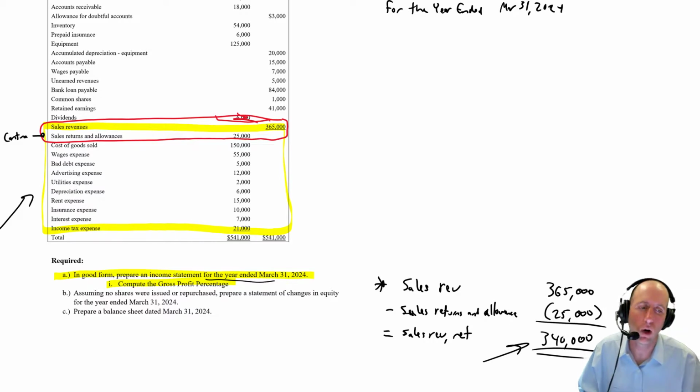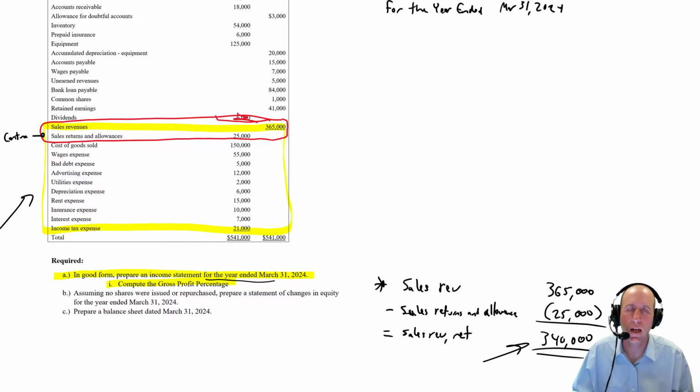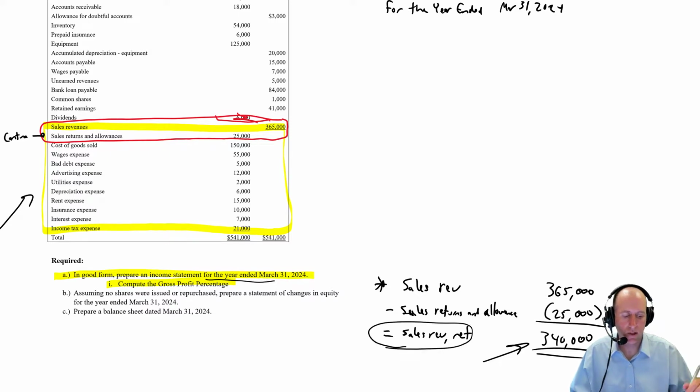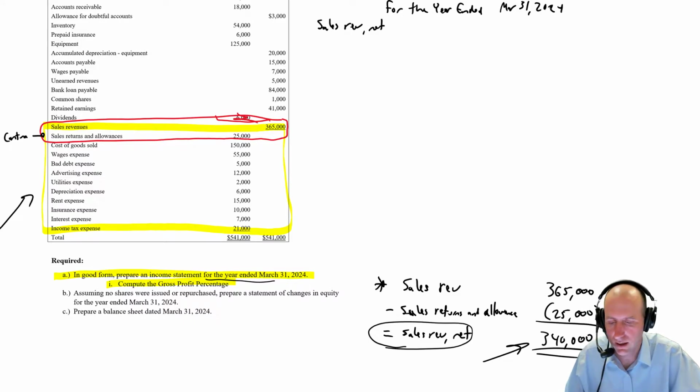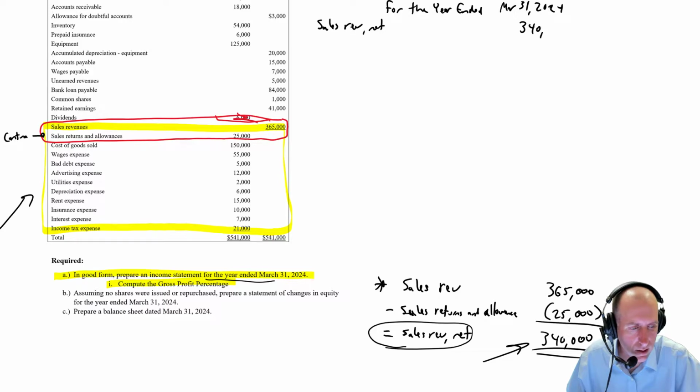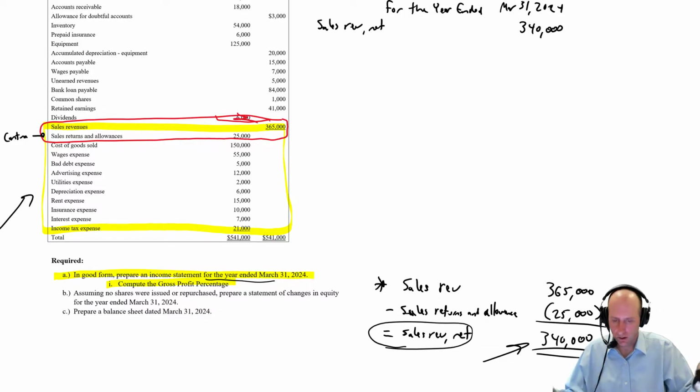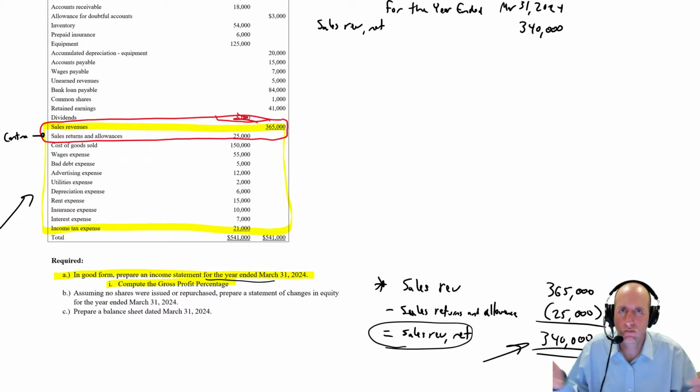If you look up Walmart or your favorite retail company on the internet and look up their financial statements, this is the number they tell you. They tell you the net sales. So that's what we're going to tell our shareholders as well. We'll start there: sales revenue, net, $340,000. That's the first new thing. Because we have a retailer where there are sales and returns, we end up with net sales.